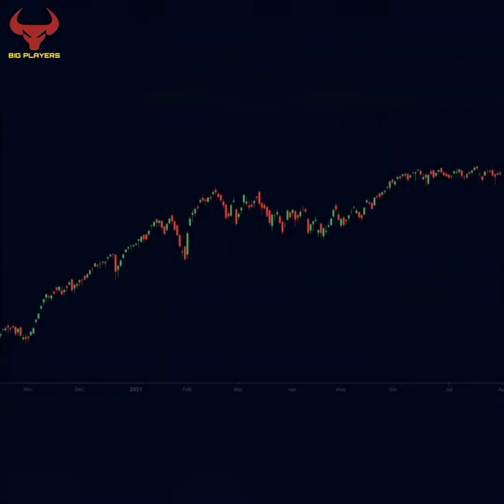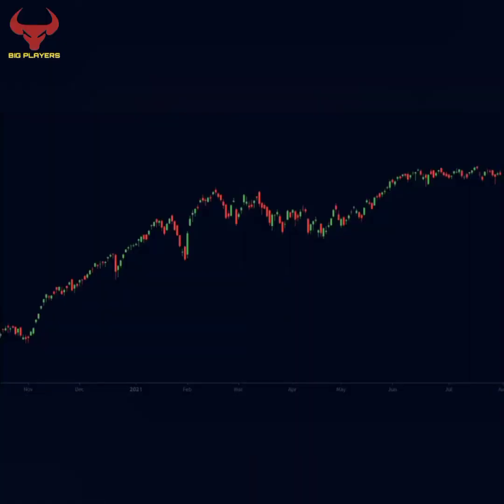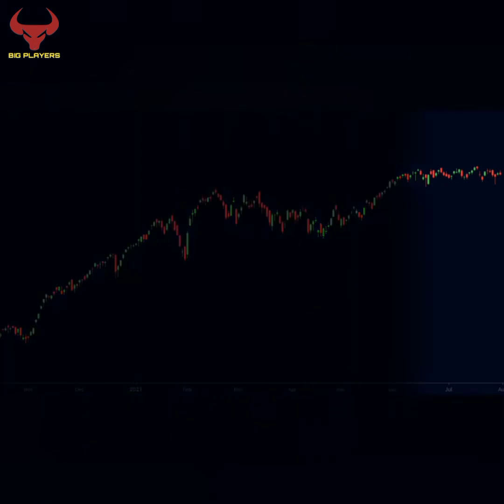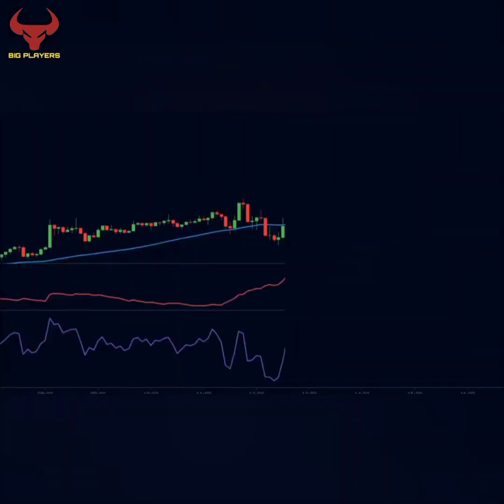Now that we have understood different types of indicators, it is finally time to create the best combinations of indicators. If we think logically, the best way of combining indicators will be to take one indicator from each of the above-mentioned categories and try to depict the market conditions. For example, let us take a 50-period moving average from the trend indicators. We will take the RSI from the momentum indicators. And finally, we will take the ATR from the volatility indicators. Once we plot these indicators, the chart will look something like this.